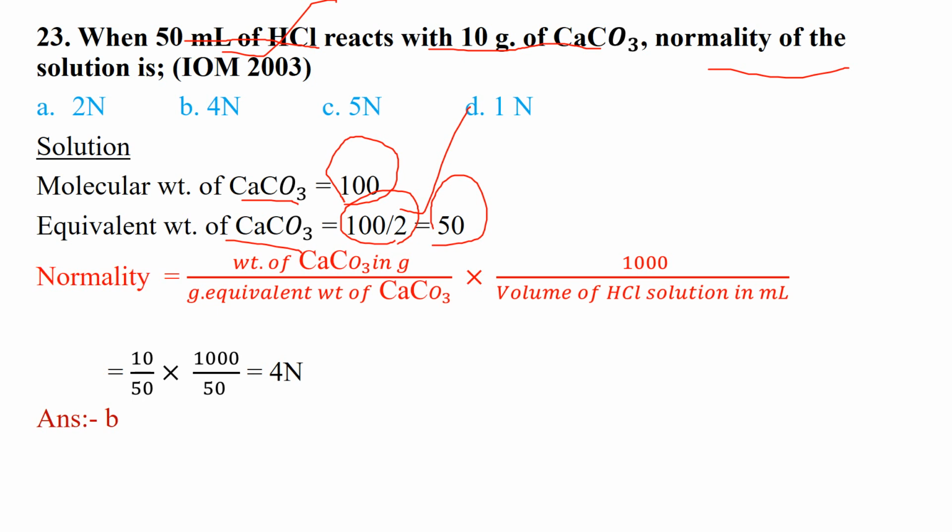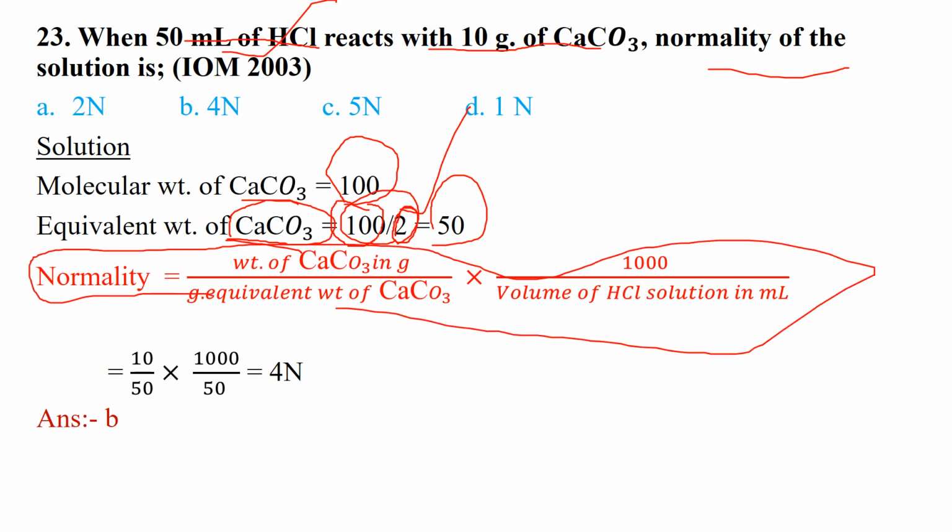100 is the molecular weight of calcium carbonate divided by the total positive or negative charge. In case of calcium carbonate, the total positive charge is 2. So 100 by 2 is 50. So this is the calculation of equivalent weight for calcium carbonate. Then the answer will be 4 normal. Volume of HCl solution will be 50 ml. Just put these values in this equation and the answer will be obtained automatically. You just have to remember this formula.